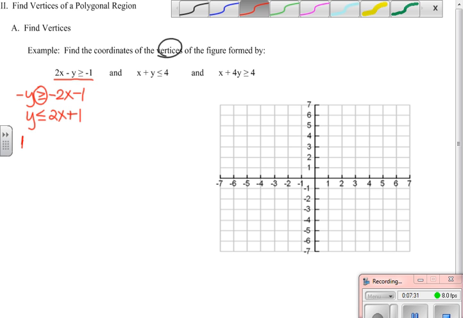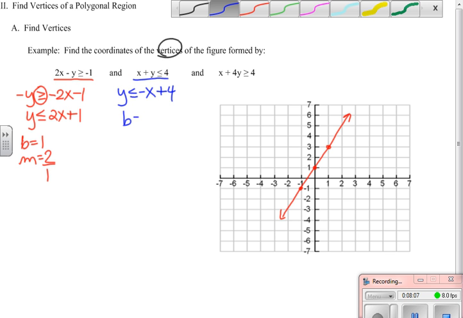So now I have my y-intercept is 1, my slope is 2, and I can go ahead and graph that. So remember slope 2 over 1, up 2, right 1, down 2, left 1. It's less than or equal to, so this is a solid line. Since I'm looking for the vertices of a polygon, I don't need to worry about shading because I need to make the figure. So if I look at the next line, also not in slope-intercept, so subtract x from both sides.